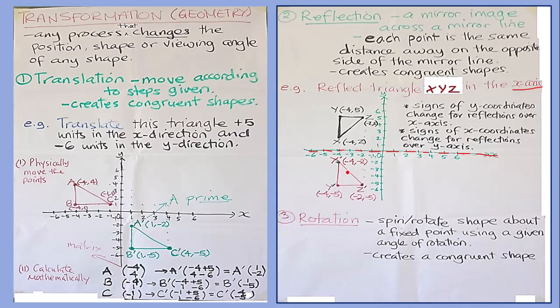Like we did before in translation, you can trace out the shape, cut it out, and then move it to the other side of the mirror. In order to do that, you have to first count how many steps away from the mirror the object is. You just focus on one point, maybe point X, and you'll see that it is 2 units away from the mirror. So you move the object 2 steps down. 1, 2.